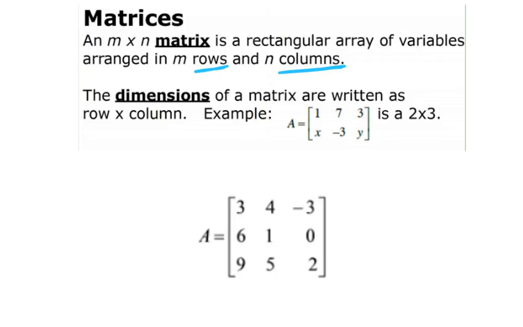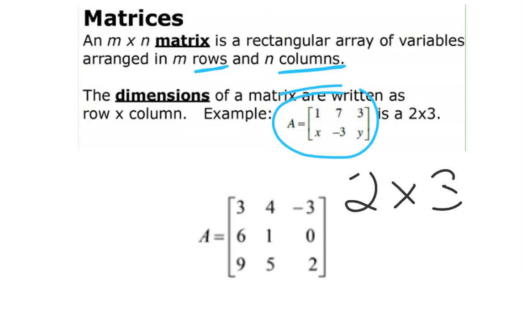The dimensions of a matrix are going to tell you how many rows by how many columns. Remember, rows are going down, so this is row 1, row 2, row 3, and columns are going across, column 1, column 2, column 3. So the dimension of this matrix, matrix A, would be a 3 by 3, which means I've got 3 rows and 3 columns. Up above here, this matrix would be a 2 by 3, because there are 2 rows and 3 columns.